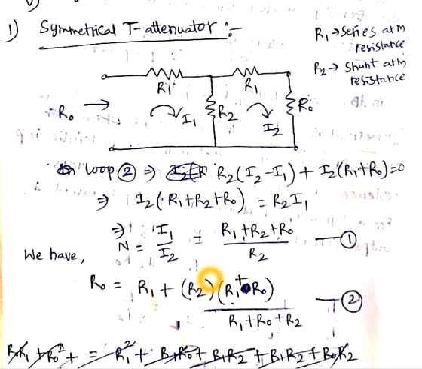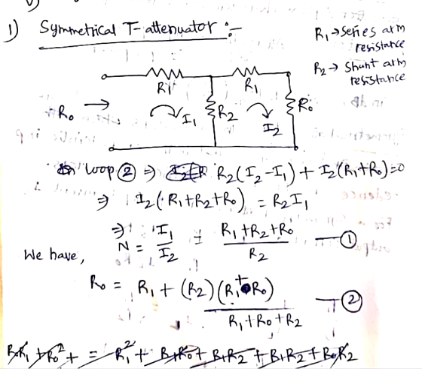Okay, let us discuss the designing of a symmetrical T-attenuator. You can see here there are two series arm resistances and one shunt arm resistance, which is R2. The series arm resistances are R1, which are equal because it is a symmetrical T type, right? Since it is symmetrical, the terminated resistance is R0. When that is R0, the input resistance will also be R0, as you can see here.